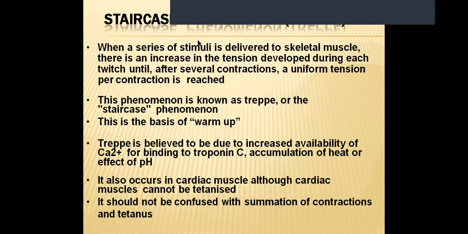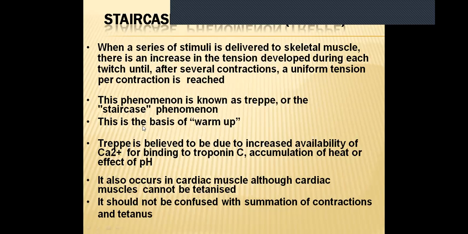So the first one is the staircase phenomenon, or Treppe. In this staircase phenomenon, what will happen when a series of stimuli are given to the muscle fiber? Tension will increase during each twitch. After several contractions, a uniform tension per contraction will be reached. Due to this, the graph appears in a staircase format. So this is called Treppe.